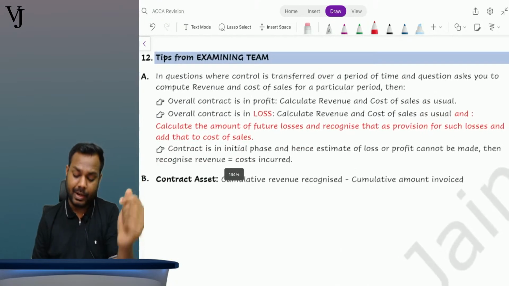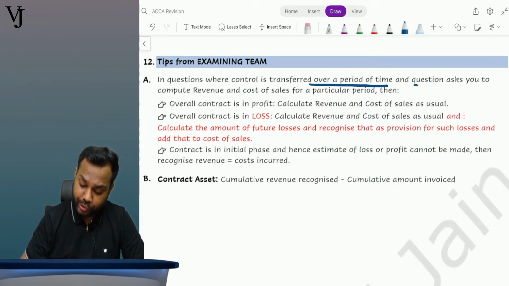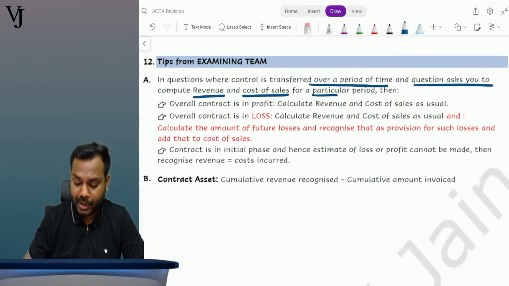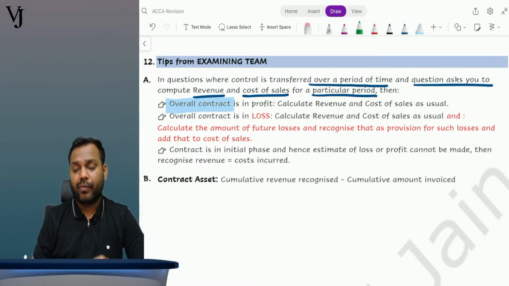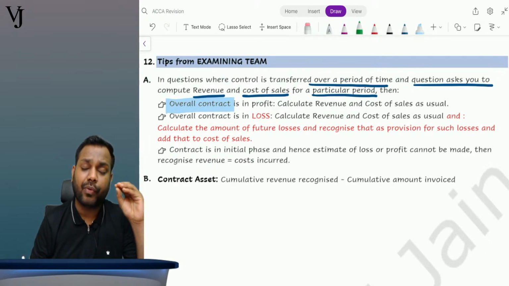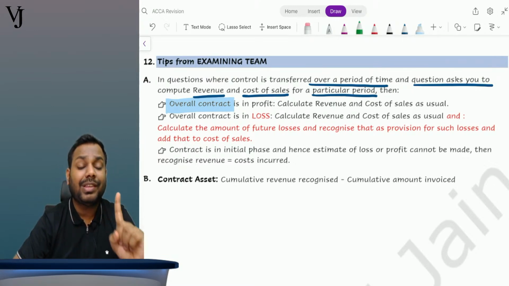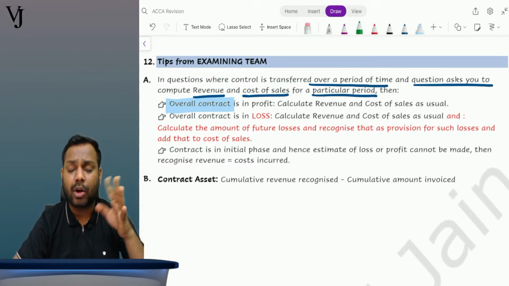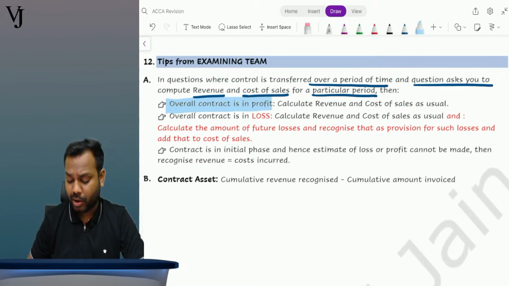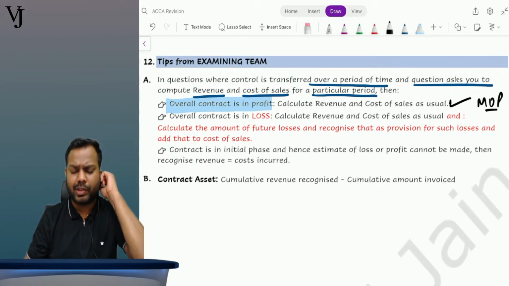Now, tips from the examining team. In questions where the control is transferred over a period of time, and the question asks you to compute revenue and cost of sales for a particular period, this is a very important point, and I have seen students making mistakes here. First step: see whether the contract is a profitable contract or a loss making contract. If the contract is profitable, recognize revenue and cost of sales according to the measure of progress.